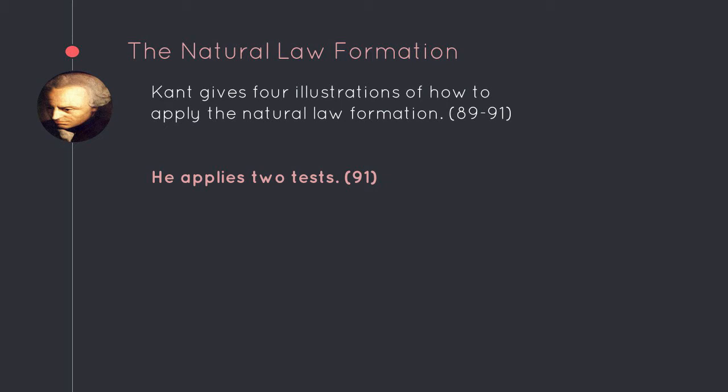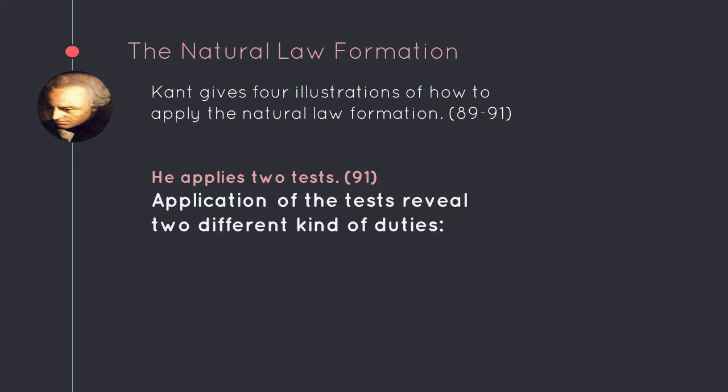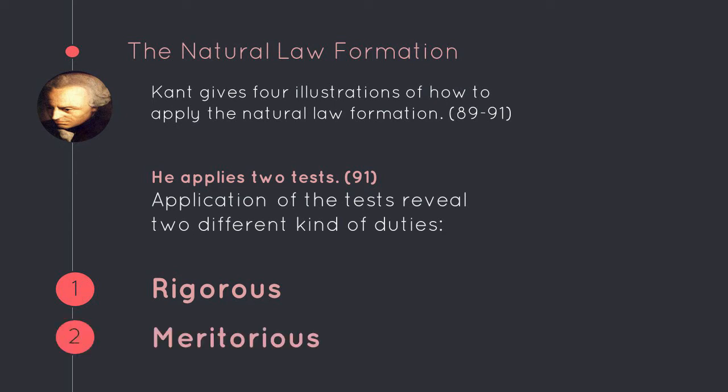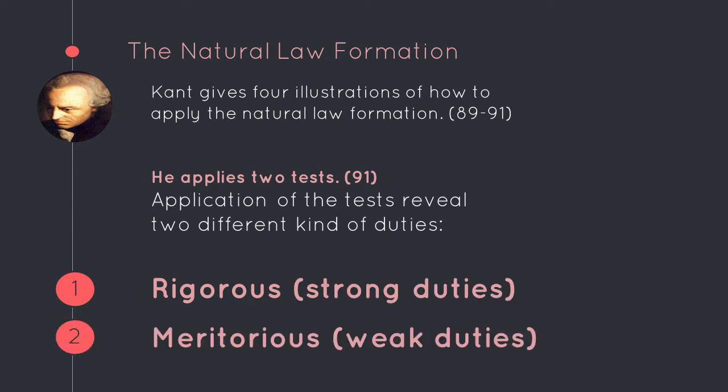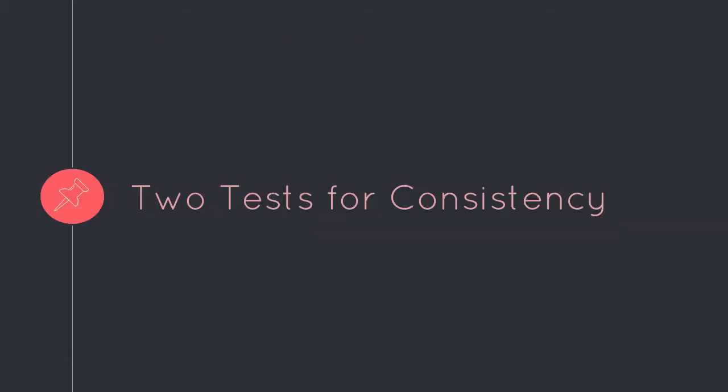There are 2 tests because Kant says there are basically 2 different kinds of duties. And the 2 tests reveal these different duties. 2 different kinds of duties: rigorous duties and meritorious duties. In more modern speak, we call these strong duties and weak duties. Let's talk about these 2 tests for consistency that Kant is applying to his 4 illustrations.